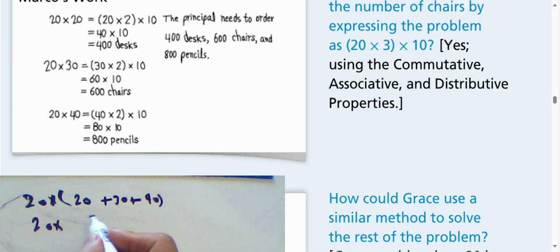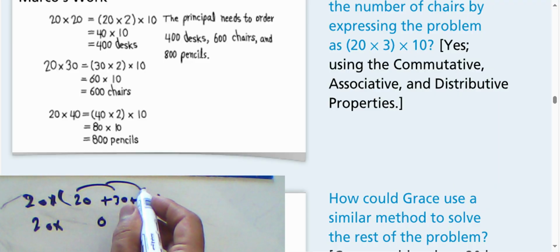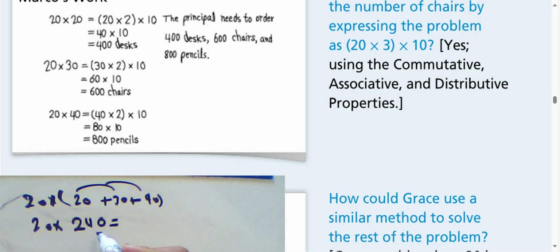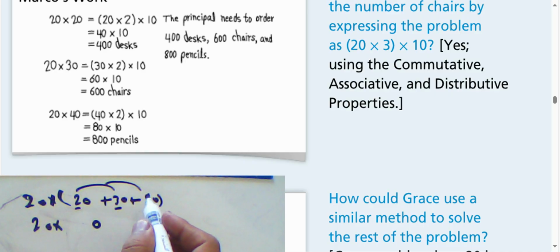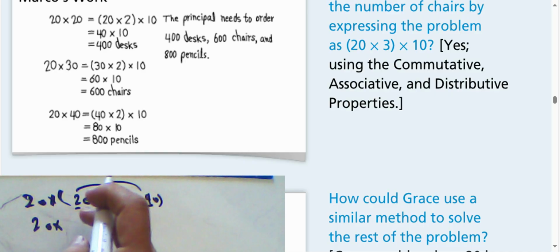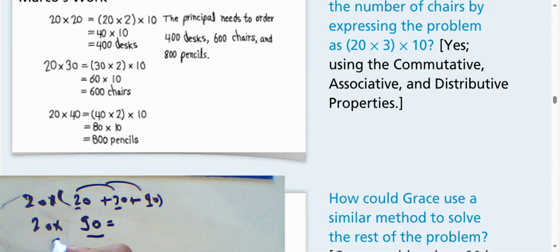Like 20 here times the sum of them. Again, we can add together first: 40 plus 30 plus 20 is 90. 4 plus 3 is 7, 7 plus 2 is 9. And 90 times 20, we can write double 0 here, and 2 times 9 equals 18. Then the result will be 1800.